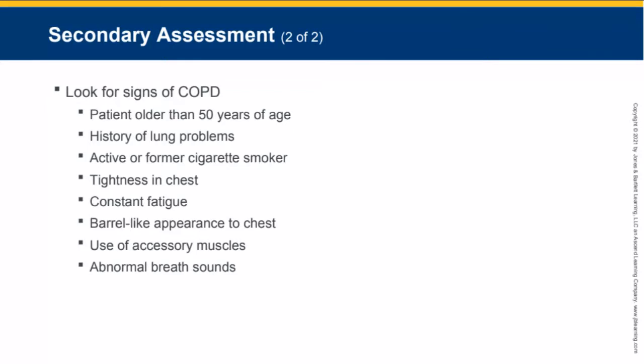The chest may have a barrel-like appearance because they have long expiration phases, in order to get the trapped air out of the alveoli. They often use accessory muscles to breathe. They exhibit abnormal breath sounds, wheezing. They often exhale through pursed lips. And they have digital clubbing, which is really that abnormal enlargement of the ends of the fingers.